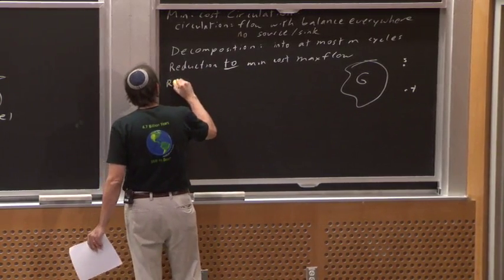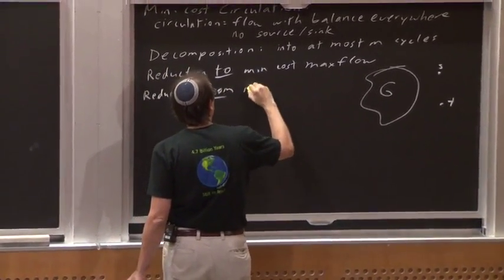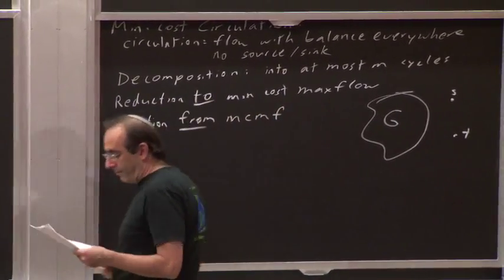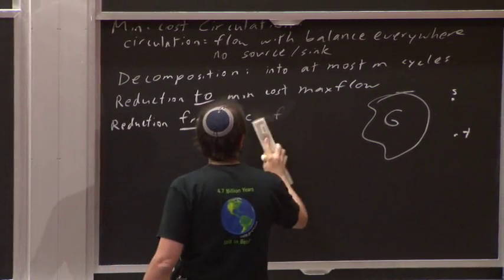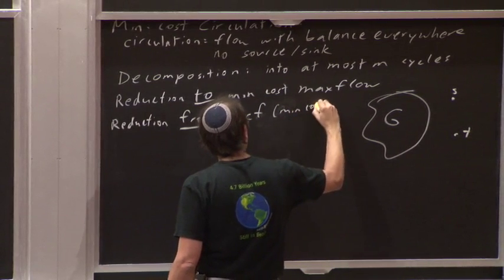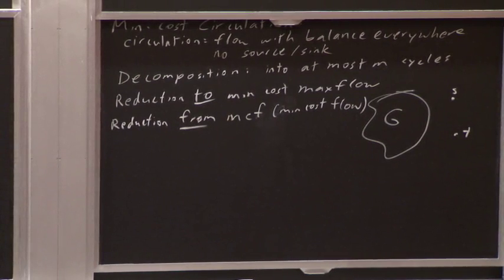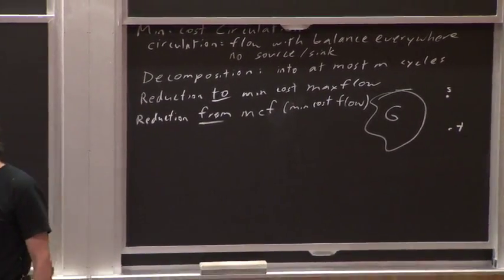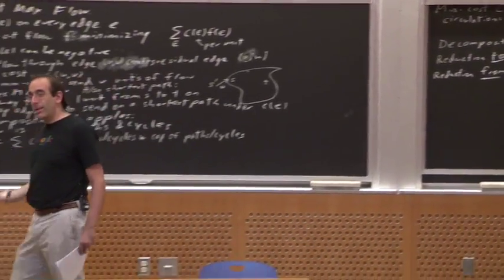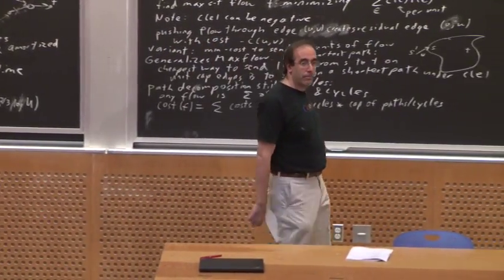Let's look at a reduction from min-cost max flow. Or actually, I should say that this is generally abbreviated as MCF, min-cost flow. And it's taken for granted that you're looking for a min-cost max flow. Okay? So now, let's suppose that we have an algorithm for min-cost circulation, and we want to solve min-cost flow.